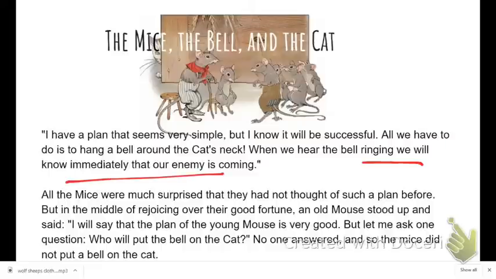So the idea is put forward that they're going to put a bell on the cat's neck so we can tell when the bell rings, the cat's coming.